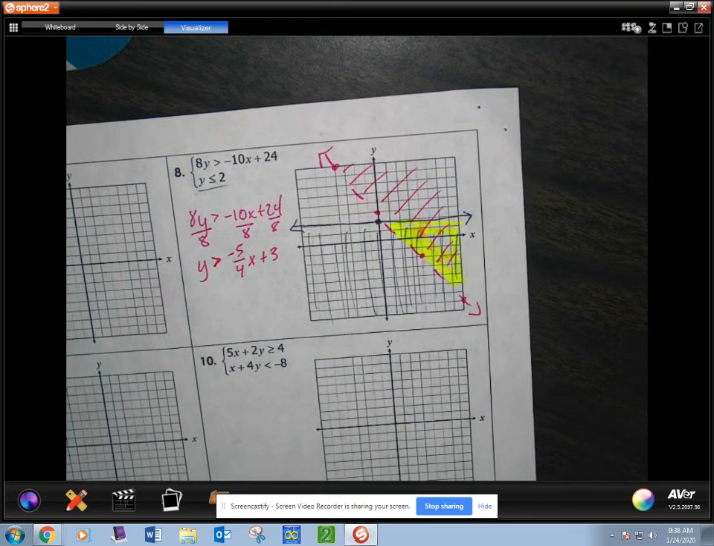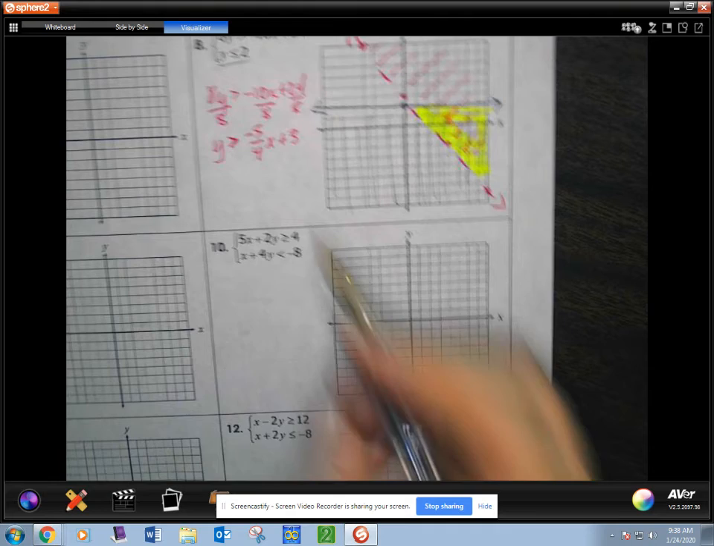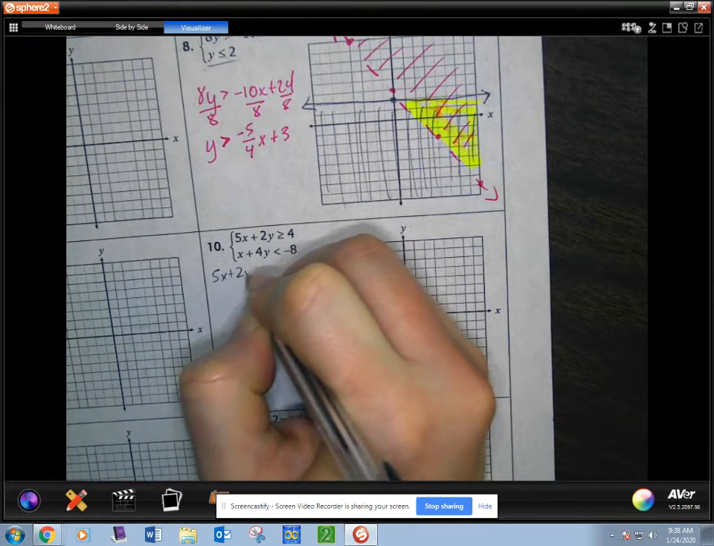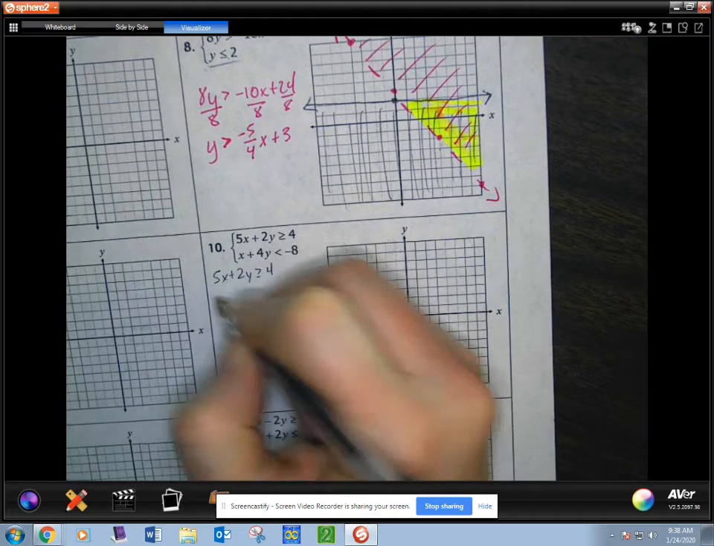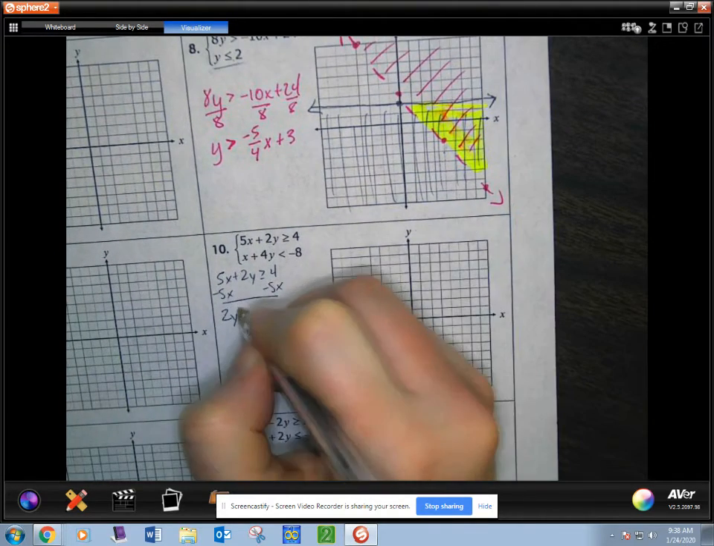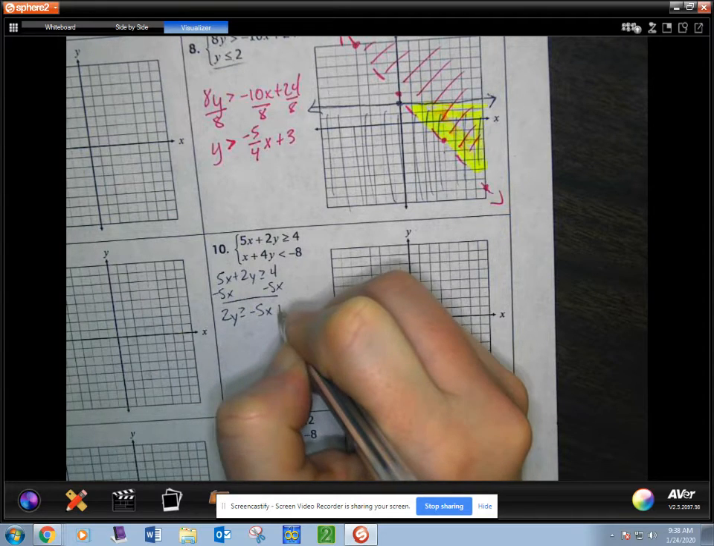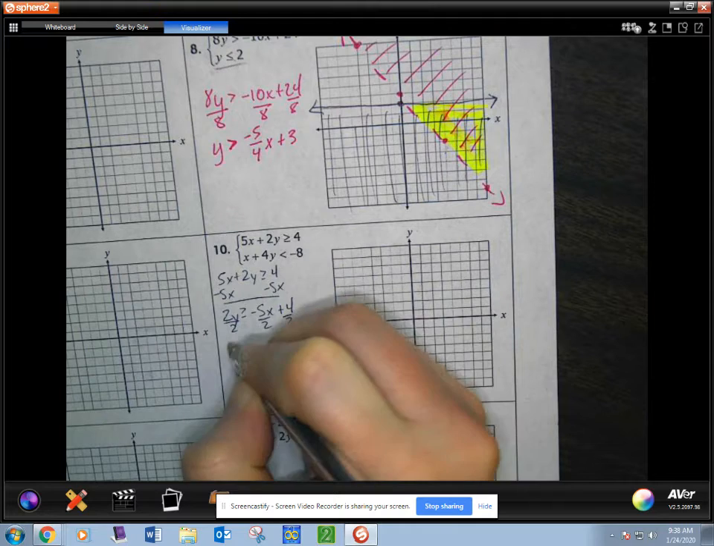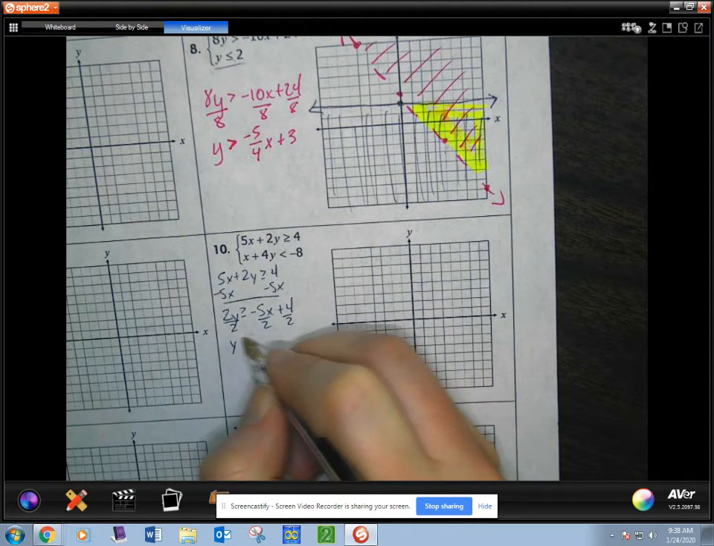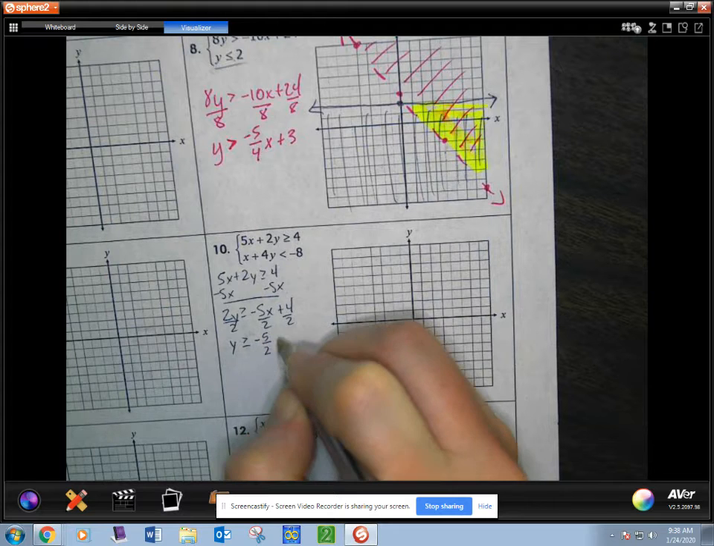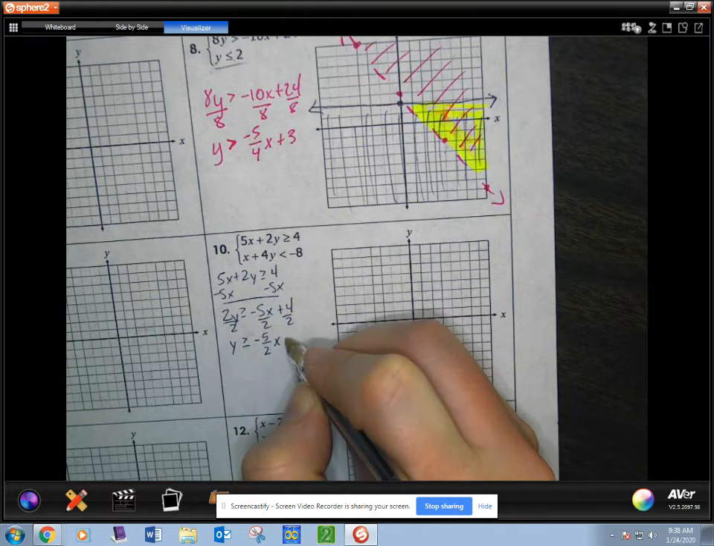Okay, for number 10, I have 5x plus 2y is greater than or equal to 4. So first thing I'm going to do is minus 5x. That gives me 2y is greater than or equal to negative 5x plus 4. And then I must divide by 2. So y I keep greater than or equal to because I did not divide by a negative. Negative 5 over 2x because this cannot divide, and plus 2.